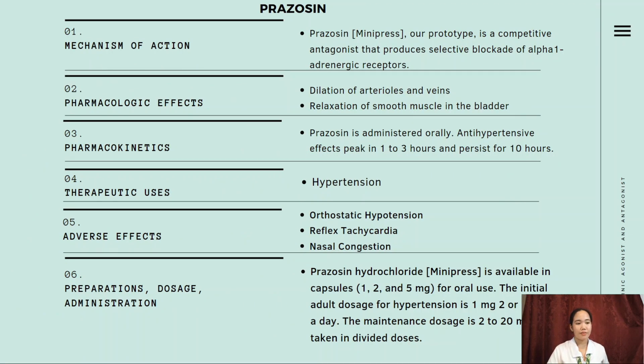So guys, next we also have the different drugs under the adrenergic antagonist, which are prazosin, terazosin, doxazosin, tamsulosin, alfuzosin, silodosin, phentolamine, and phenoxybenzamine. I'll also just leave the presentation on as I did earlier, and you can also take down notes if you want, guys. Just pause the video.